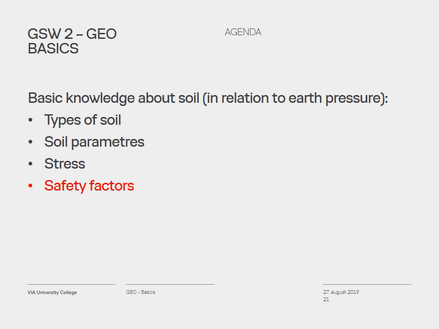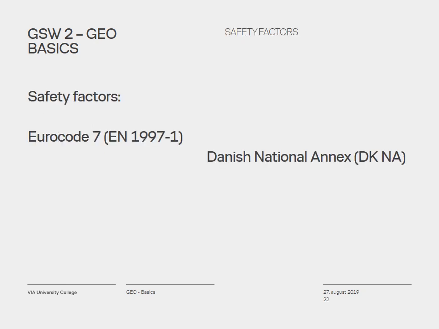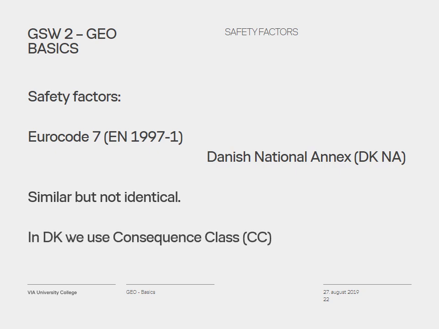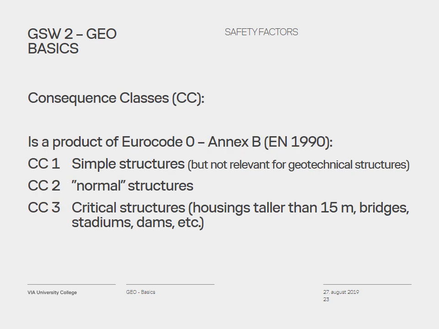Finally, I have a few things about safety factors and the Eurocode 7, and also the Danish National Annex, which is the annex that we use here in Denmark for interpreting the European Eurocode 7 document. They are quite similar, but of course the Danish National Annex introduces some changes to the Eurocode 7. Examples are the use of consequence class CC, and also something called a consequence factor, KFI. We'll get back to those.